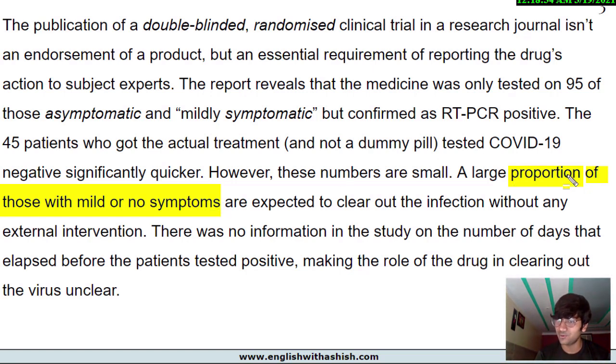Which has the main noun proportion, two pre-modifiers, a and large, large proportion, of those with mild or no symptoms, right? Prepositional phrase starting with the preposition of followed by a noun phrase. Then are expected, verb phrase: helping verb, main verb. Now understand this is in the passive voice, because they are expected. The proportion is not expecting anything. It's not a person that it can expect something.